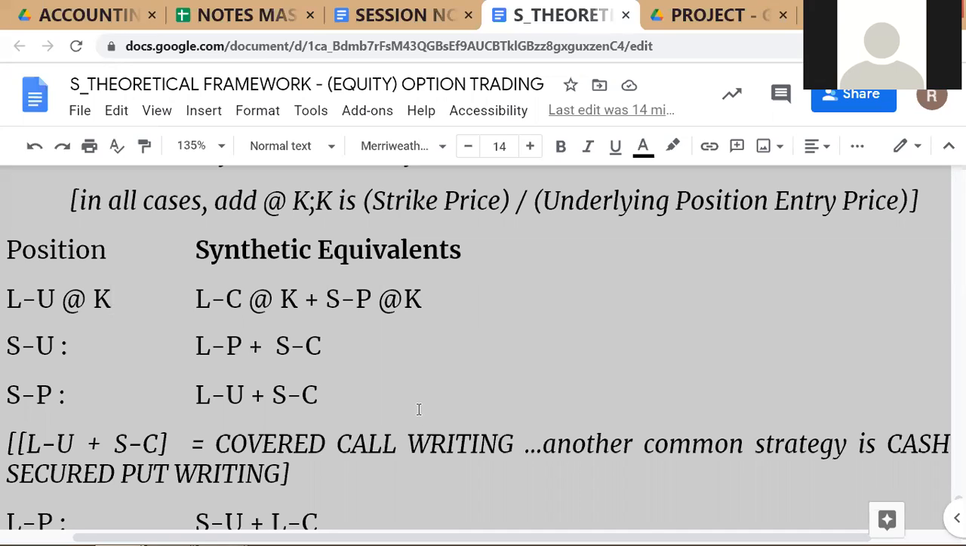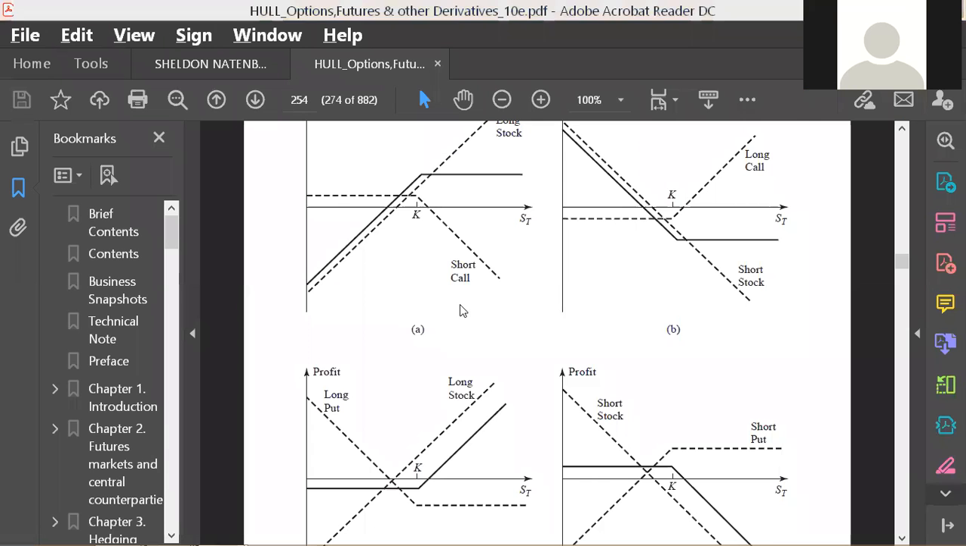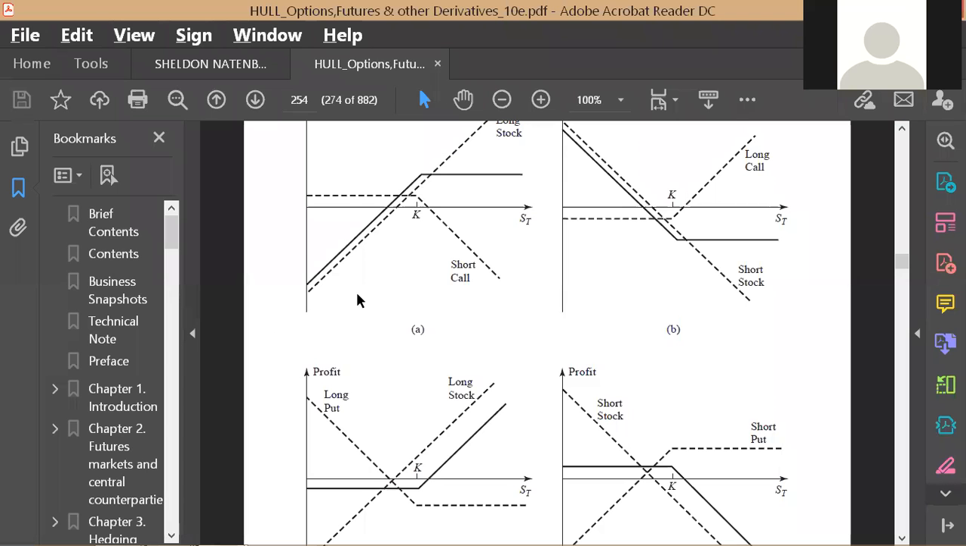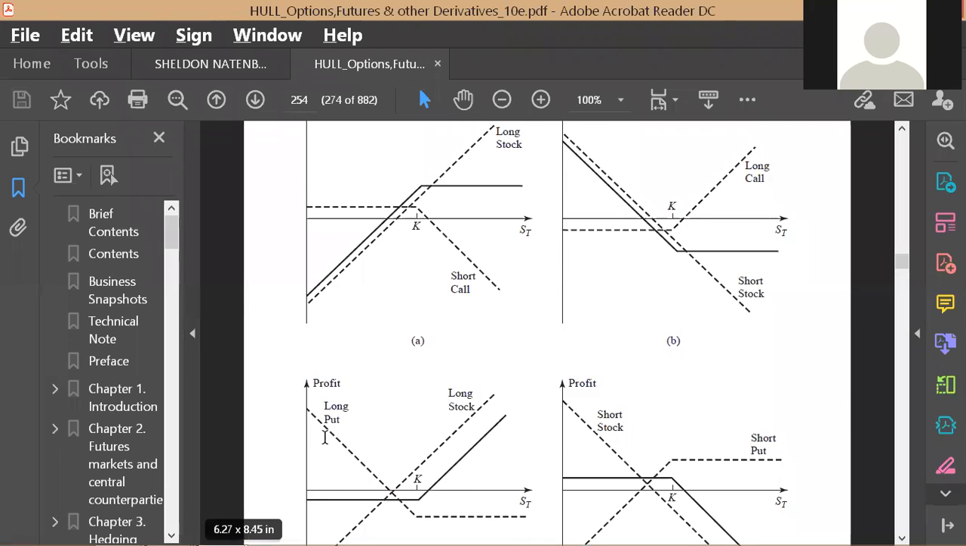Okay, in the other cases, I have not put @K. We are going to go through all the 6 positions. We have not put @K, that is understood. In the first one, I put it. The next position that we are going to consider is short underlying. The first is the short underlying position, and then we're going to ask the question of what is the synthetic equivalent of that. You can already see the answers, but let's go through this.